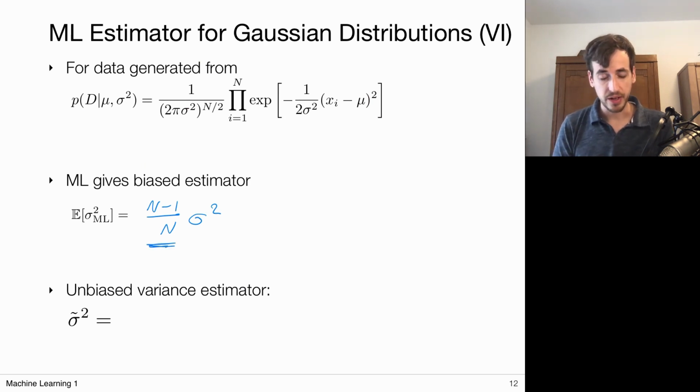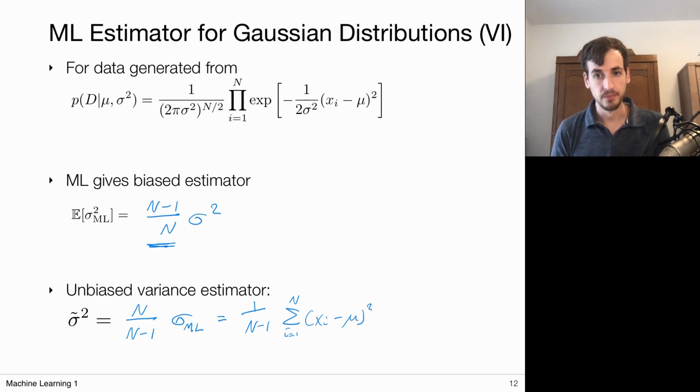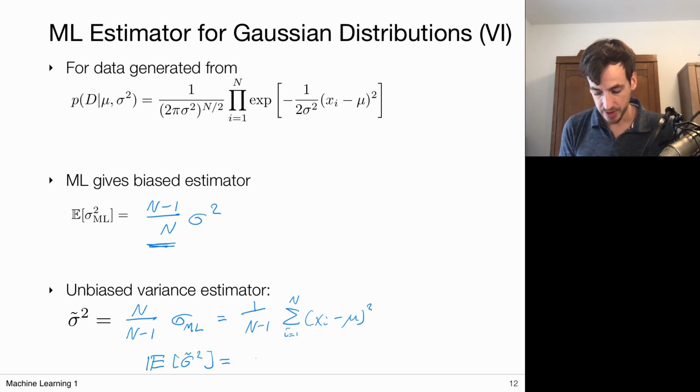Now, we could of course define then an unbiased variance estimator that corrects for this term, given by n over n minus 1 times our maximum likelihood estimator, which would then be given by 1 over n minus 1 times the sum over each squared distance of the data points to the mean. And now if I were to compute the expected value of sigma tilde squared, I would actually obtain the true variance.